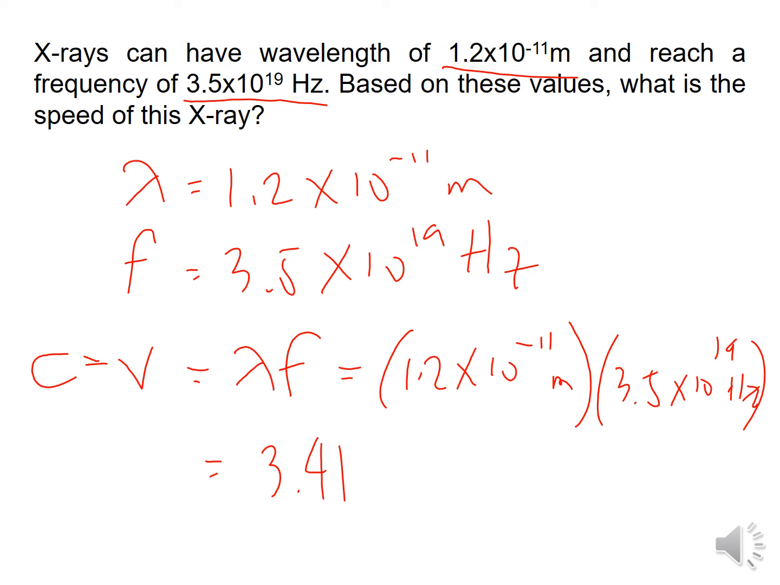Okay, I will compute this one. That is equal to 3.5 raised to 19 multiplied by 1.2 raised to negative 11. So the answer here is 4.2 times 10 to the 8 meter per second. So here is the speed of X-ray.